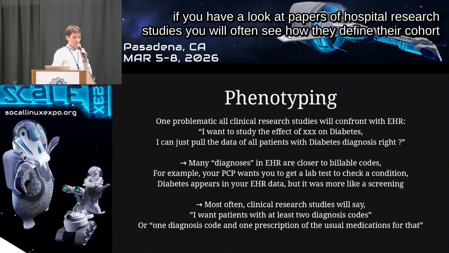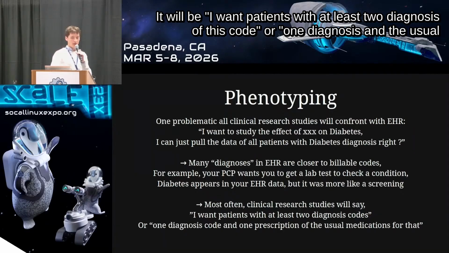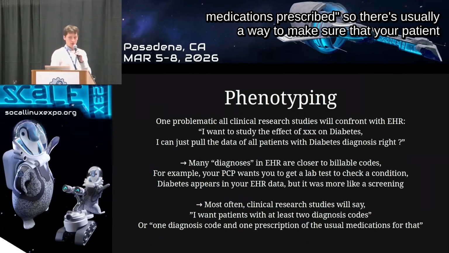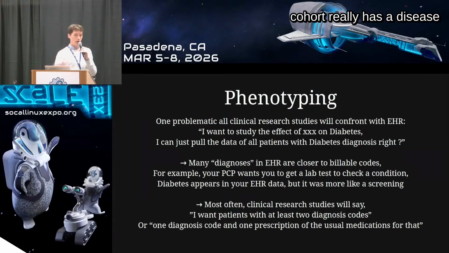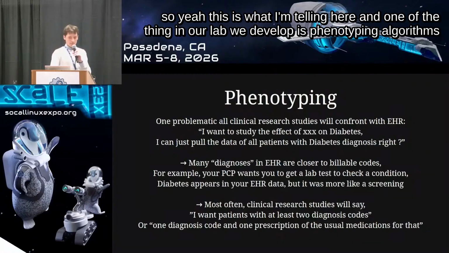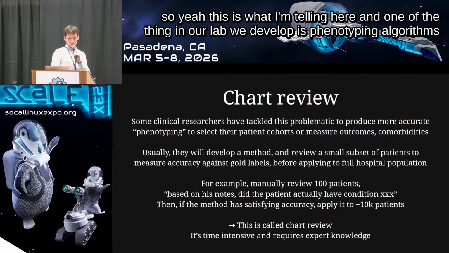If you have a look at papers of hospital research studies, you will often see how they define their cohort will be, I want patients with at least 2 diagnoses of this code, or 1 diagnosis and the usual medications prescribed. So there's usually a way to make sure that your patient cohort really has the disease. So yeah, this is what I'm telling here.